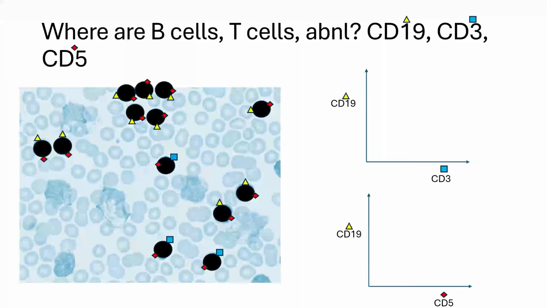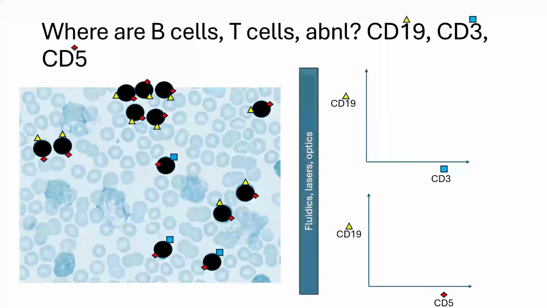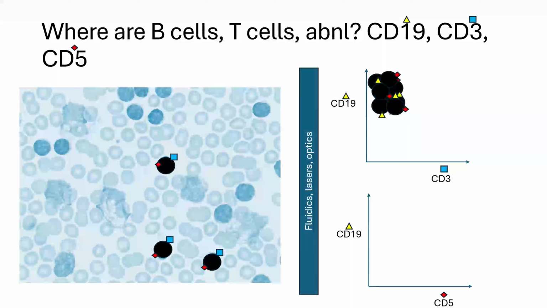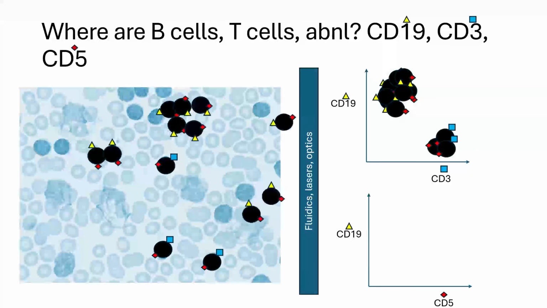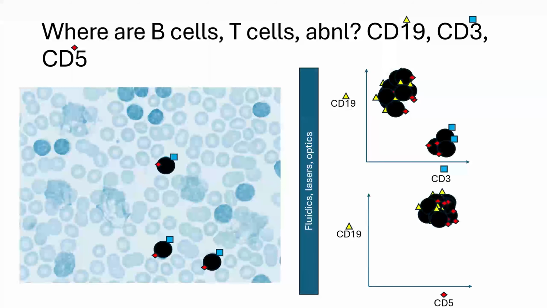We can then make plots or charts of one marker versus the other, say CD19 versus CD3 or CD19 versus CD5, and use some fluidics, lasers, and optics to plot all of these cells on a chart. Here's one way where we isolated CD19 positive cells or expressing cells compared to the CD3 expressing cells. And we can have another iteration where we look at CD19 versus CD5.